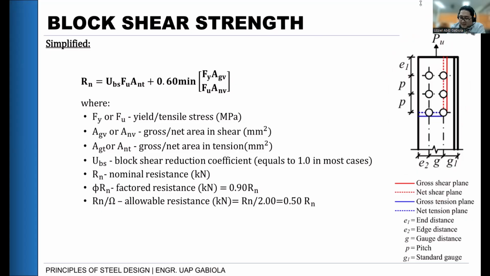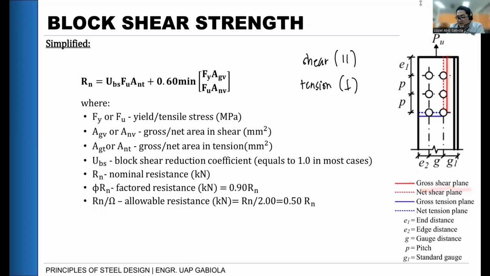Again, let's go back to what we said earlier. For shear, our concern is the area parallel to our loading. And for tension, our concern is the area perpendicular. So if this is our loading, the area that may tear in shear is this portion. Okay? So this portion is from the end bolt up to the end of the plate. The measurement is from the center to the edge of the plate. That is why it says gross shear plane, this position here.